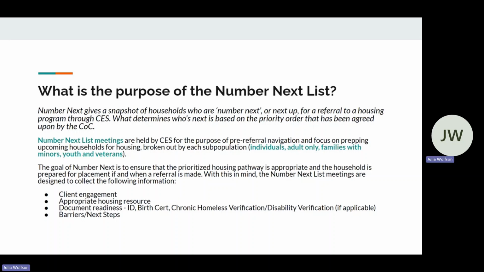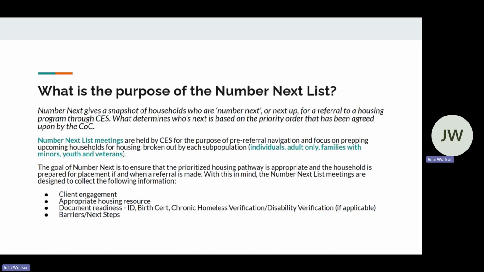With this in mind, the Number Next List meetings are designed to collect the following information. First is client engagement. So we'll be asking if the person is currently engaged, where they're located, or if maybe they're missing and need to be on hold for a referral through CES. Next is appropriate housing resource. So is that household appropriate for transitional housing, rapid rehousing, or permanent supportive housing?